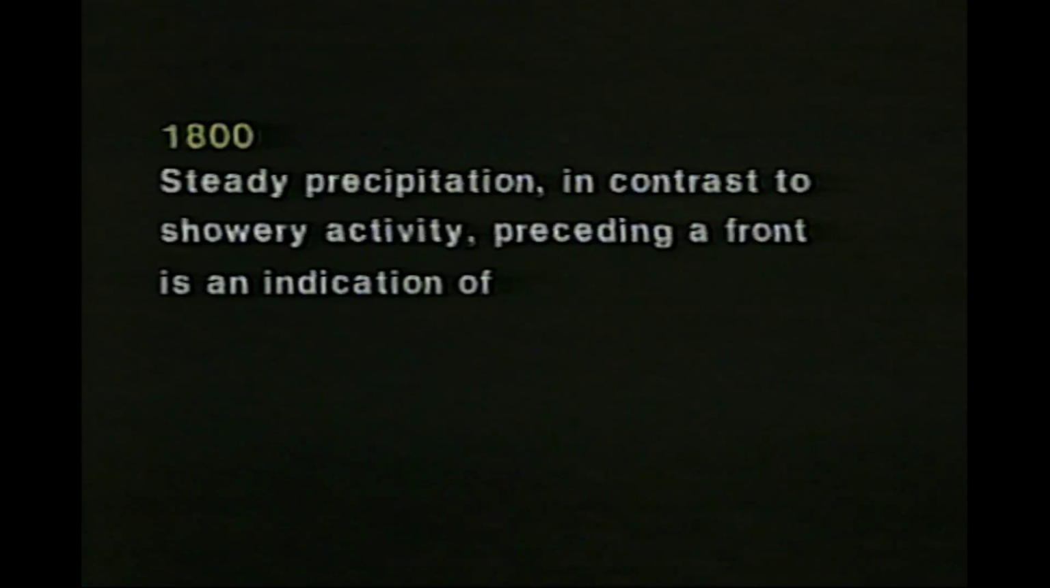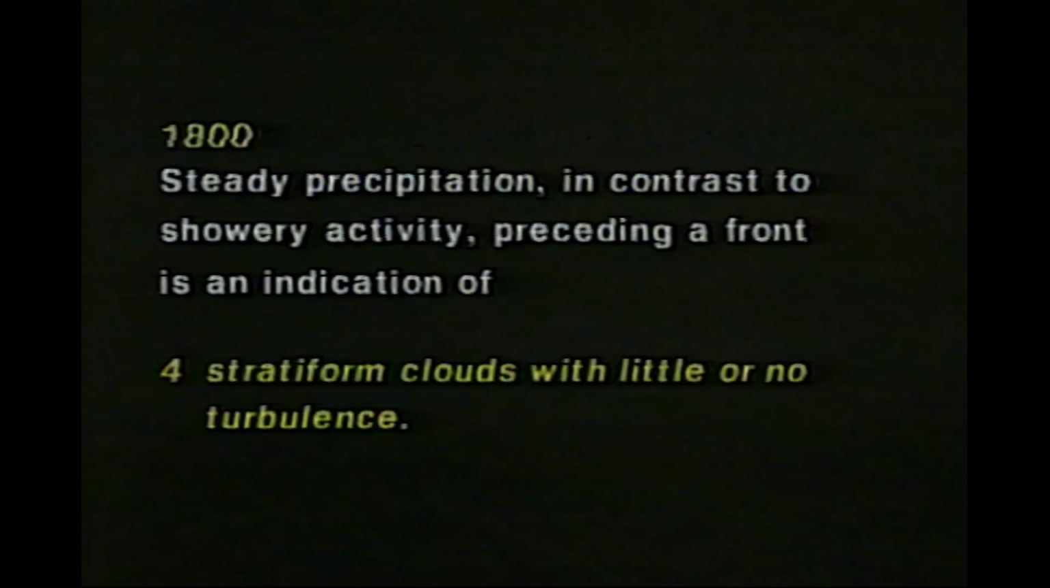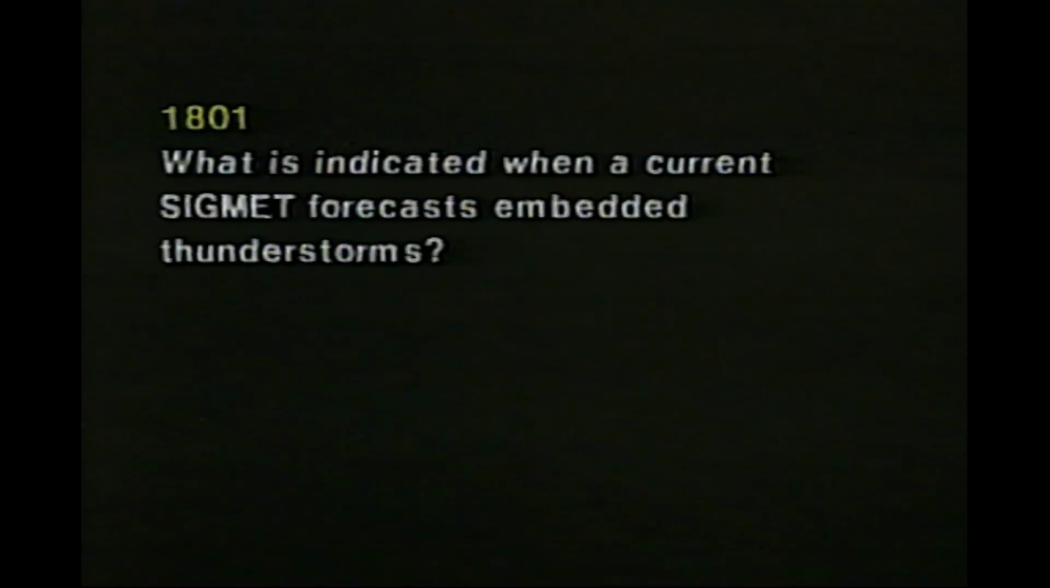Steady precipitation, in contrast to showery activity preceding a front, is an indication of. Answer 4, stratiform clouds with little or no turbulence. 801. What is indicated when a current SIGMET forecasts embedded thunderstorms?